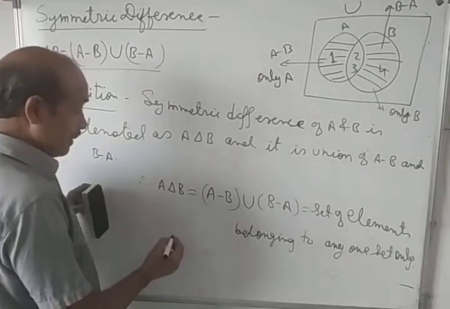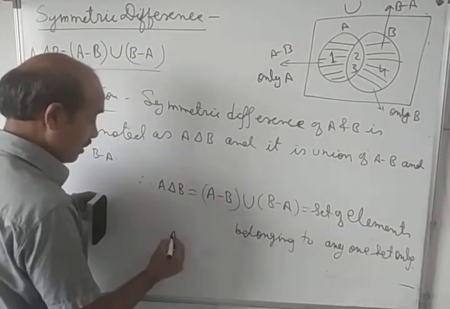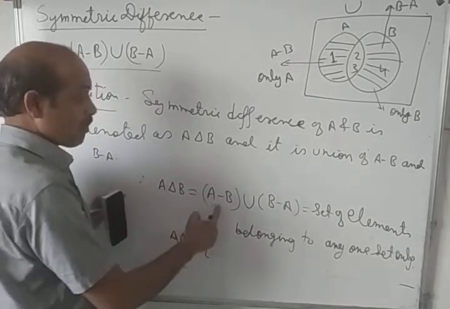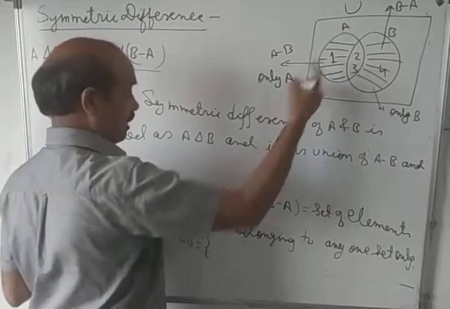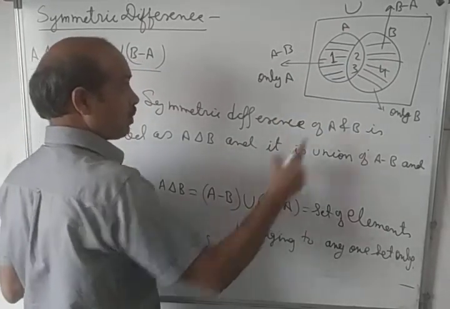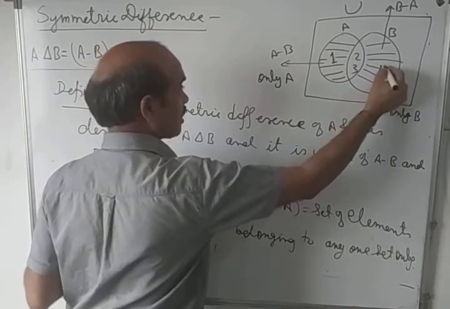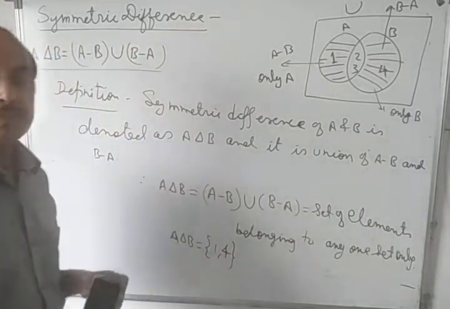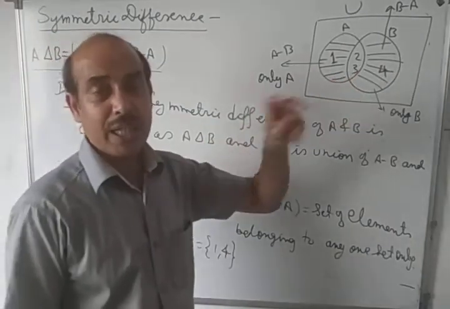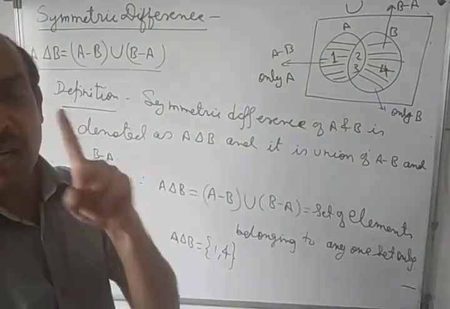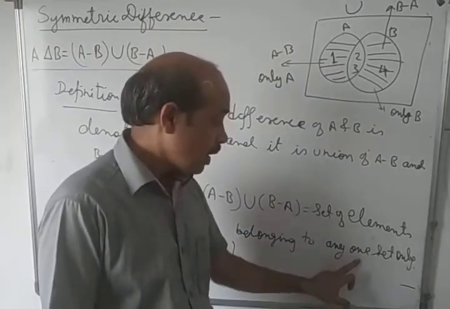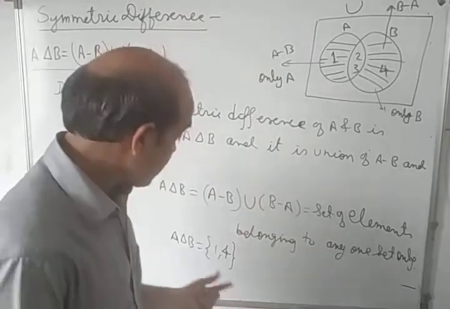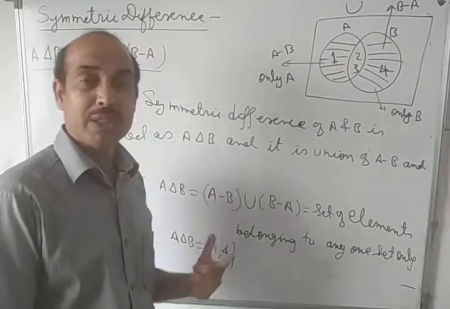Now see the example. In that case, what is A minus B? We have already calculated only 1. You are making union with B minus A. B minus A is 4, so that will be 1 and 4. And now see, 1 and 4 are the elements which are in any one set only. किसी एक सेट में ही होंगे जो इसके अंदर आएंगे, या तो ए में होंगे या बी में होंगे.